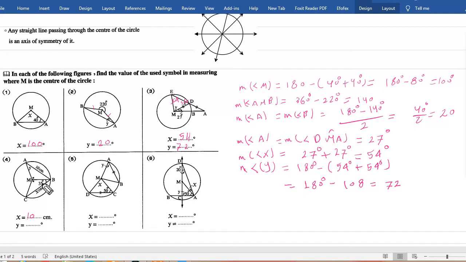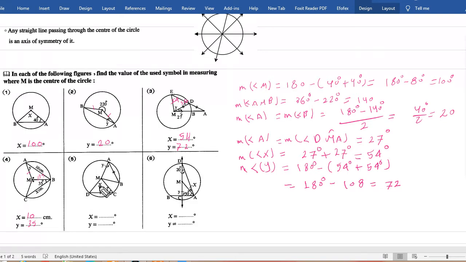The value of y. The measure of angle MPA equals 35. Triangle MBA is an isosceles triangle. Why? Because MP equals MB, two radii of the circle. So the base angles are equal. Then the measure of angle Y equals the measure of angle MBA, which equals 35 degrees.